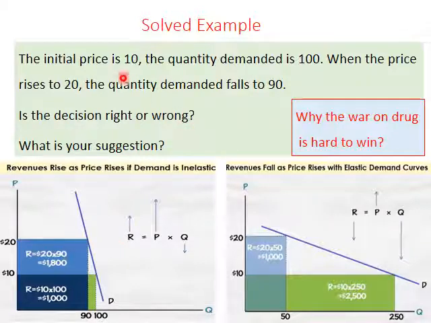And let me give you one more question. The initial price is 10 and the quantity demanded is 250. When the price rises to 20, the quantity demanded falls to 50. So try with this. Let me write. Make the price as it is, and the quantity demanded, change it into 250. And when the price rises to 20, the quantity demanded falls to 50.